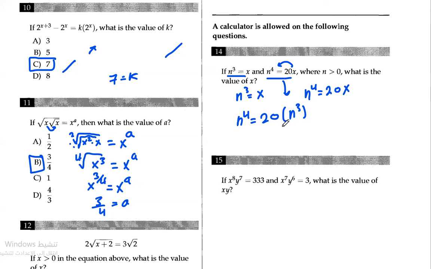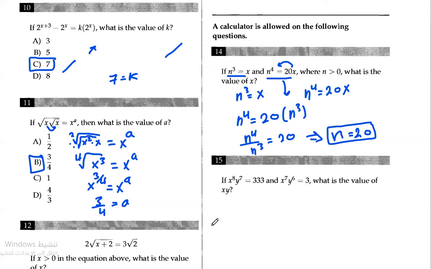Okay, now we divide n to the power 4 by n to the power 3, which equals 20. Now you subtract: n to the power 4 minus n to the power 3 equals n. n equals what? 20. Do you see? Here we only removed the x and put in its place n to the power 3. Okay? Okay. Now number 15.